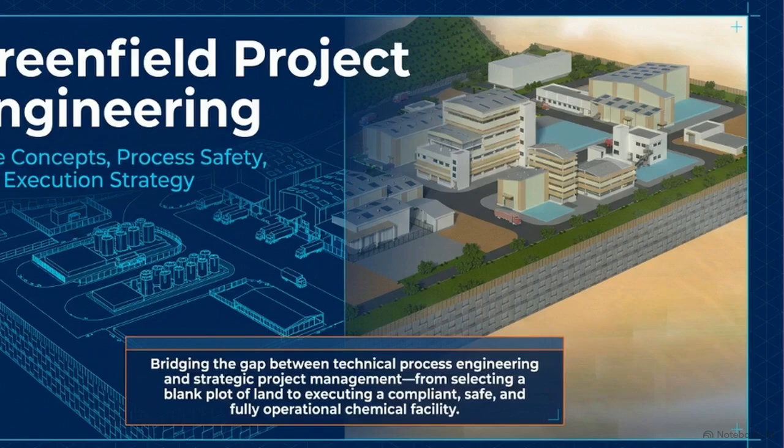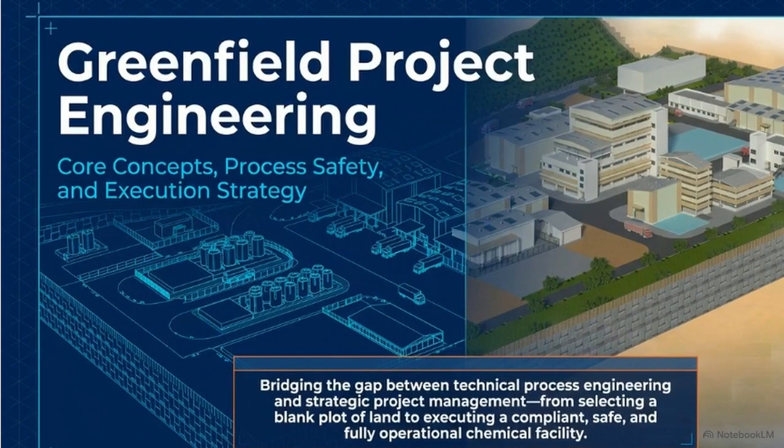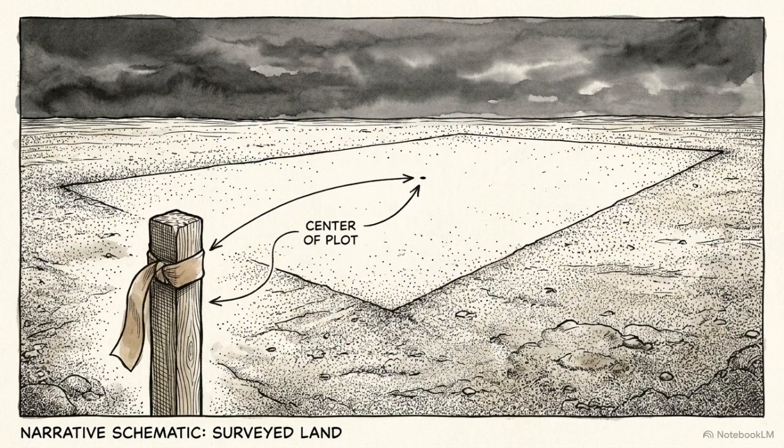Constructing a massive, fully operational chemical facility from absolute zero on a blank plot of land presents a uniquely unforgiving engineering challenge. Upgrading an existing facility is called a brownfield project, where engineers face severe spatial constraints and high integration risks tying into old infrastructure.